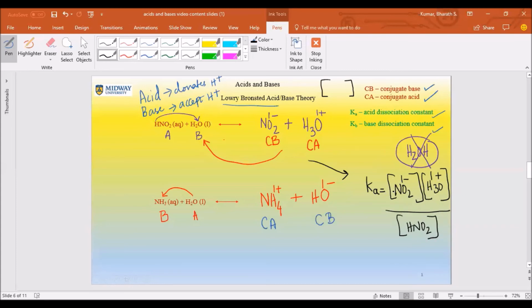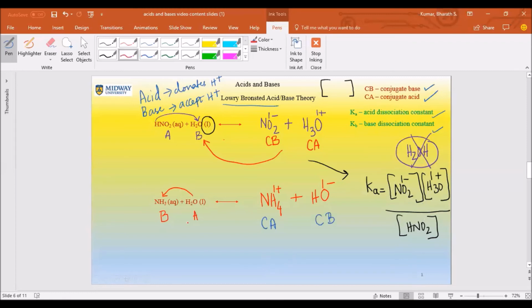We could put physical numbers inside of it, but what I really want you to take away from this is NO2 1 minus and H3O 1 plus, that's the products, divided by HNO2. So only things that are aqueous can go. If the substance is solid or liquid, like in this case water is a liquid, it cannot go in the Ka expression. All right, let's see if you can write the Kb expression.